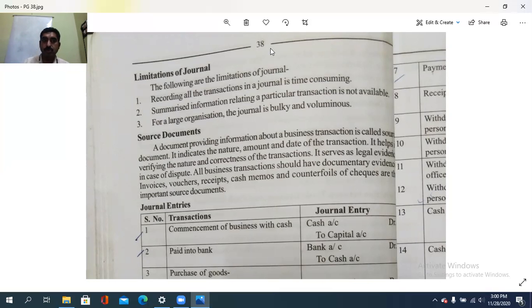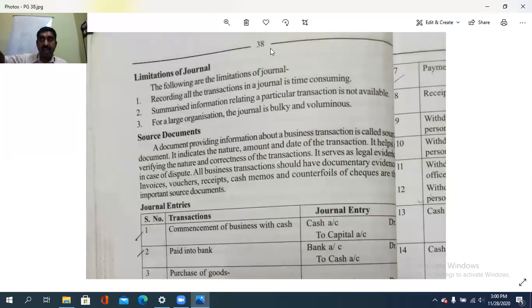Before that, we need to go through the checking of the journal entries, how this is to be done. Starting with commencement of business with cash, you need to understand the three rules with regard to the accounts. Personal account: debit the receiver, credit the giver. Real account: debit what comes in and credit what goes out. And nominal account: debit all expenses and losses and credit all incomes and gains.